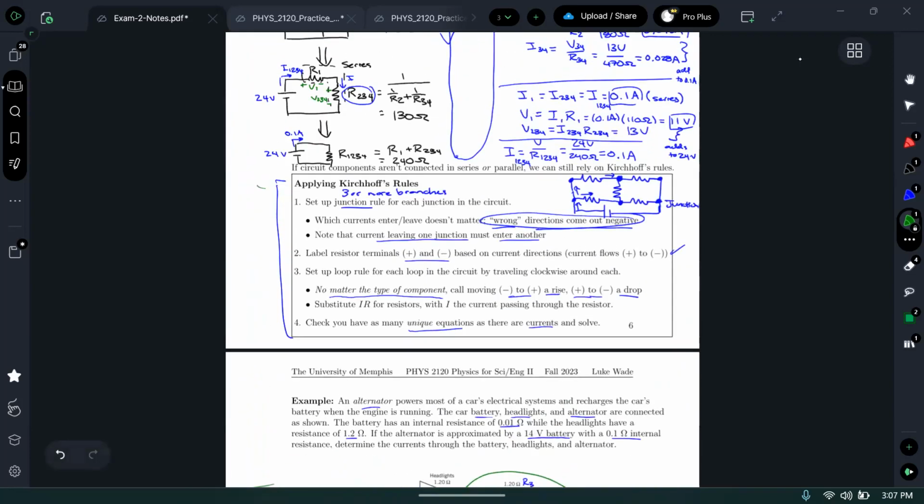To do that, you apply Kirchhoff's rules. Just follow that process. It will not lead you wrong. The only way you can mess things up is if you mess them up in this process. So just make sure it makes sense and follow it step by step, and you'll be okay.